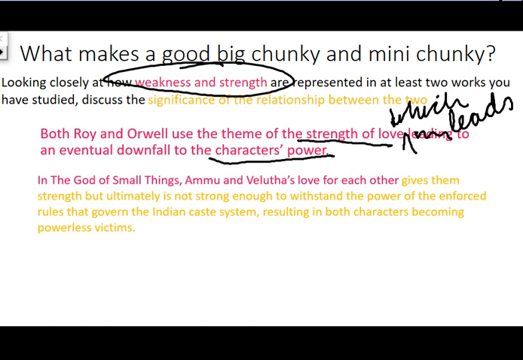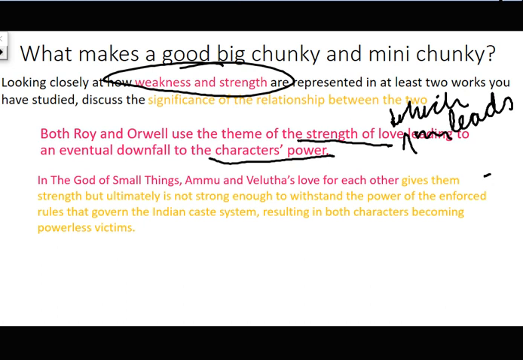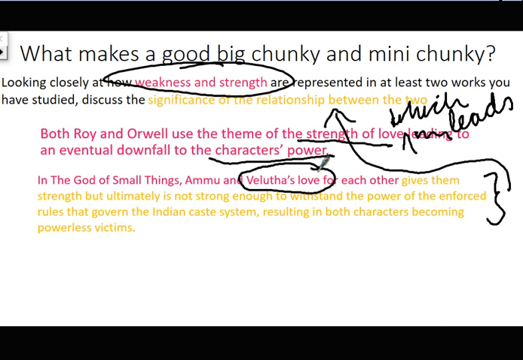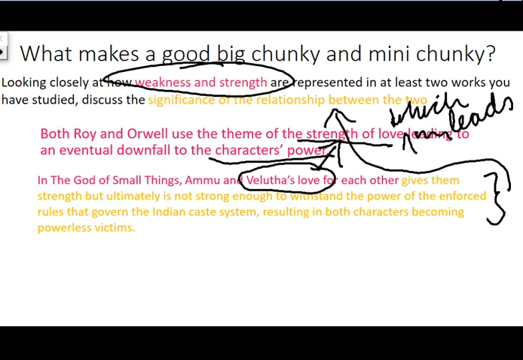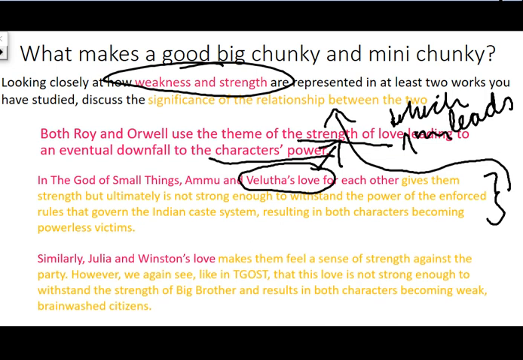So we have used this part to explore the relationship, and we've used this part to be more specific about this idea of love. I hope that makes sense. And then our mini chunky for 1984 will be, similarly, Julia and Winston's love makes them feel a sense of strength against the party. However, we again see, like in the God of Small Things, that this love is not strong enough to withstand the strength of Big Brother and results in both characters becoming weak, brainwashed citizens.